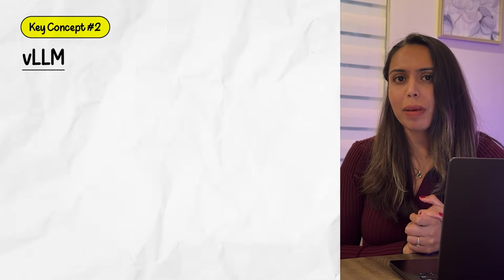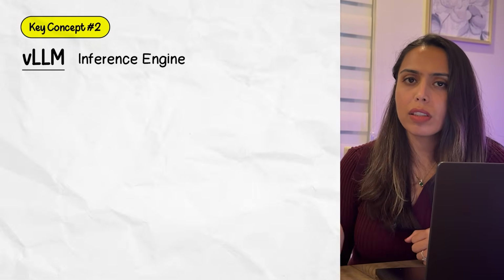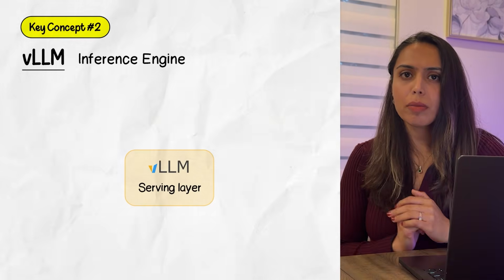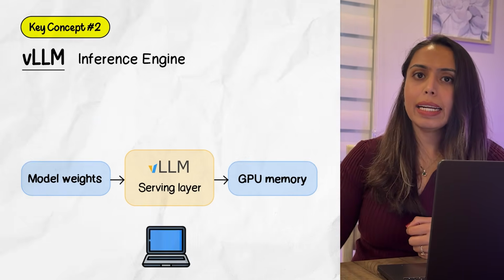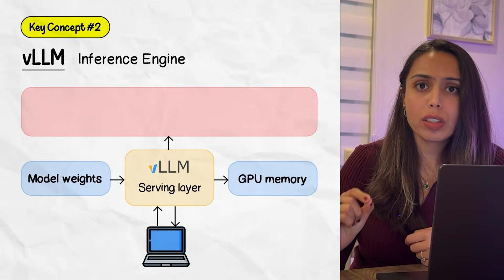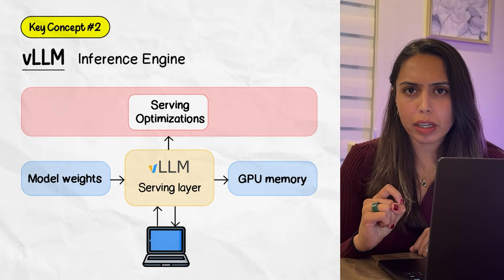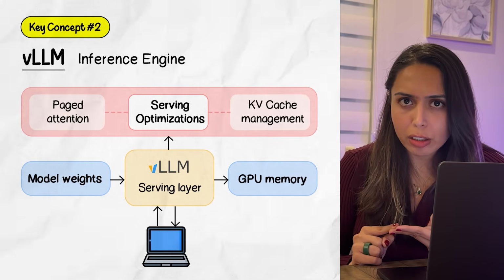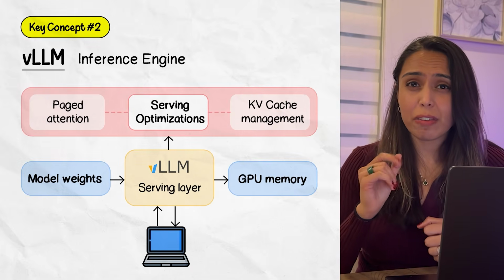Second, VLLM. We are using VLLM as the inference engine in this project. You can think of it as the serving layer which sits between the user-facing application and the model. Now, VLLM does a bunch of things here. It loads the model, manages the GPU memory, handles the incoming requests, and then on top of it, it uses serving optimizations. Now these serving optimizations are the key part. Optimization techniques like paged attention and efficient KV cache management make sure these models generate tokens efficiently.